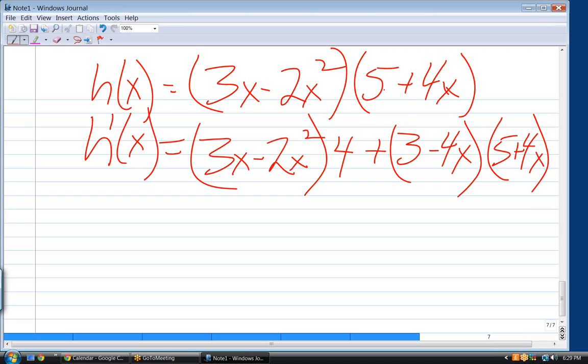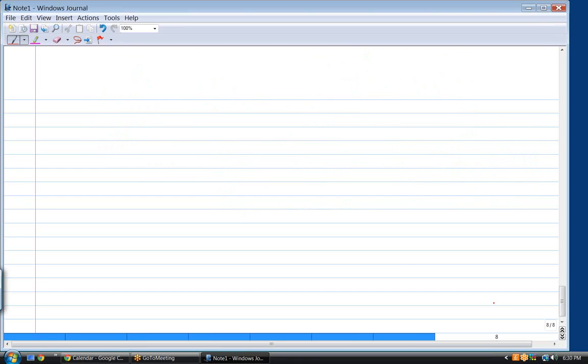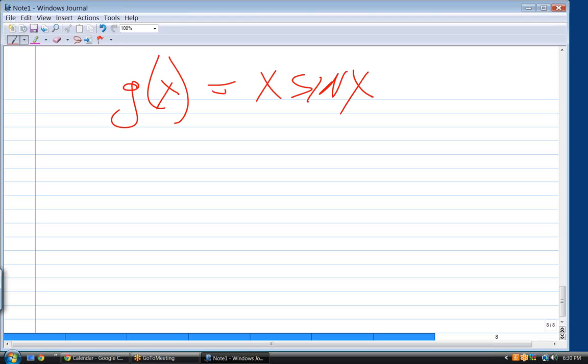Now, in this case, I had an alternative way I could have done it. I could have multiplied those two polynomials together, and I would have ended up with the same answer. Okay? If I have a combination with a trig function, I can't do that. In other words, if I have g of x equals x sine x, I can't multiply those two together. They're different kinds of functions. One's a polynomial, the other is a transcendental function, a trig function. So the only way I can get g prime of x is by using the product rule.